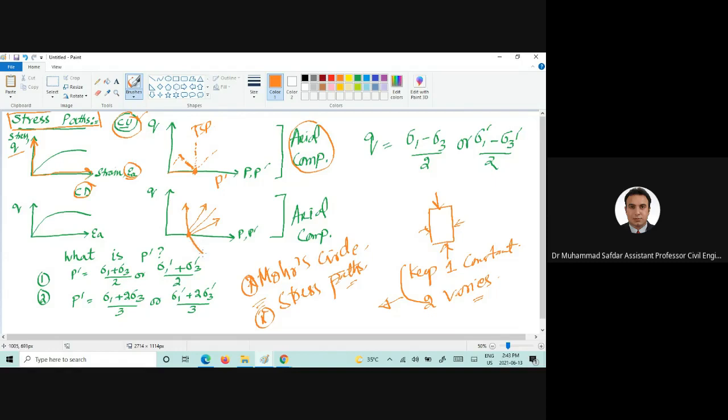Okay, now if I say that I want to draw a line like this, is it possible for the stress path to go in this direction?